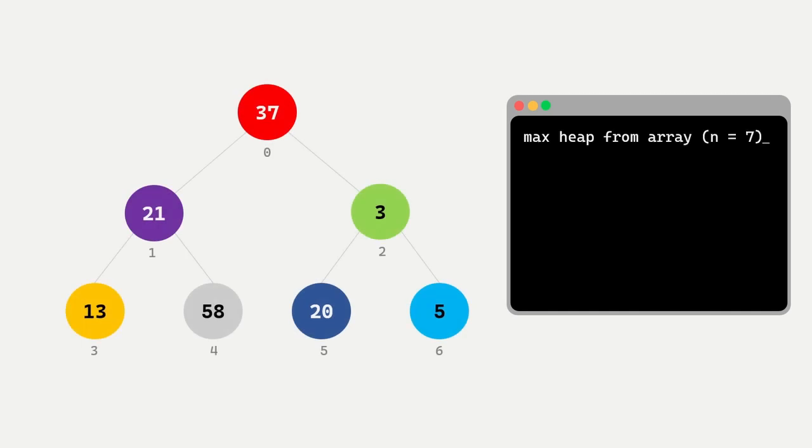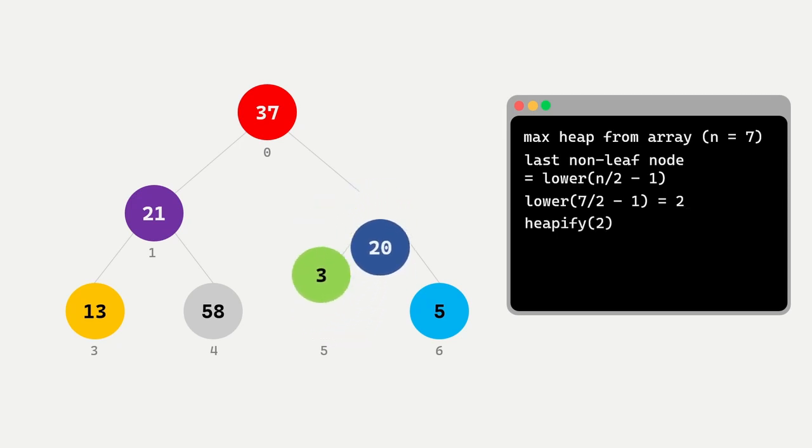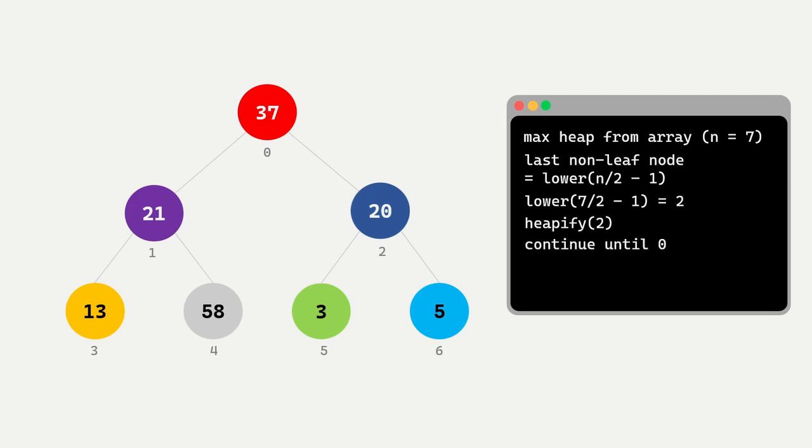The first node we want to start with is the last non-leaf node, which can be found with the equation floor of n divided by 2, minus 1. So in our case, we would want to start with the node at index 2, which is node 3, and let's call heapify at this index. Because 20 is greater than 3, we swap the nodes, and we would want to continue this until we reach the node at index 0.